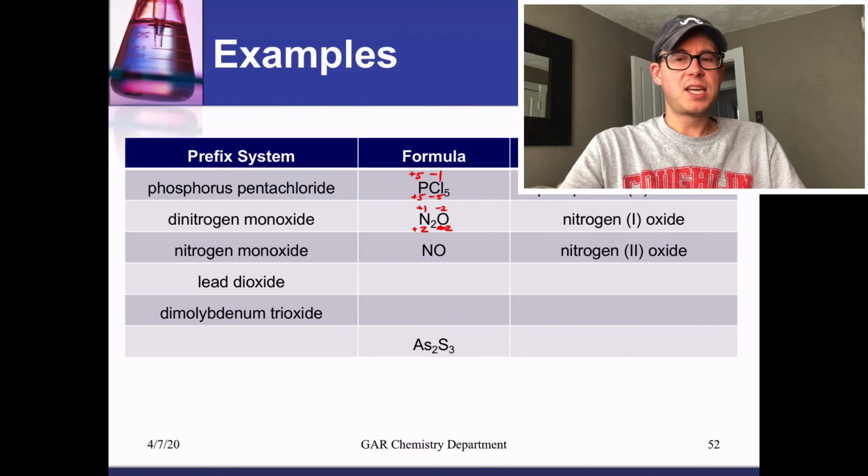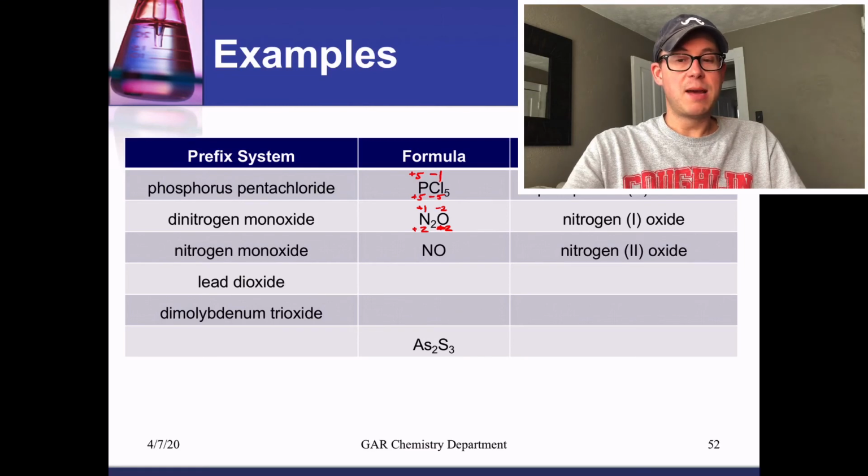In lead dioxide, we have the formula PbO2. Since oxygen has an oxidation number of -2 again, and there's 2 of it, that means the oxidation state of the 2 oxygens would be -4. Lead would have to be +4 to balance that out. So the stock system name would be lead 4, Roman numeral, O2, or lead 4 oxide.